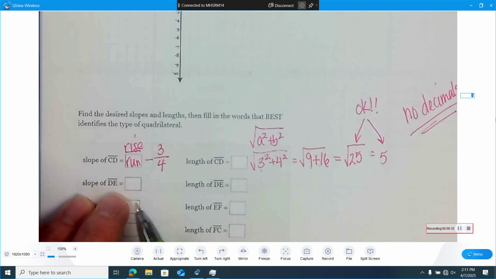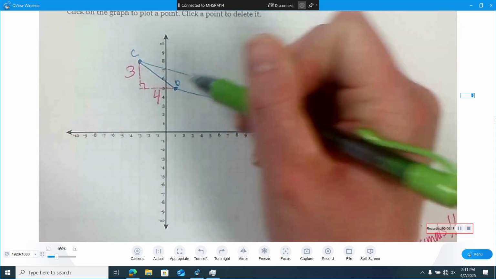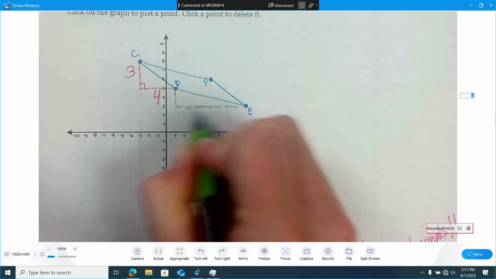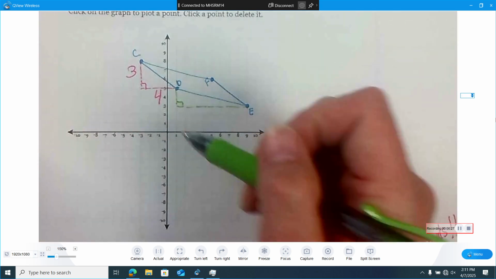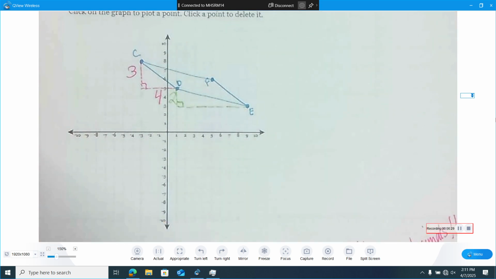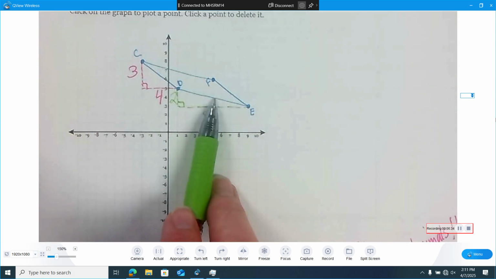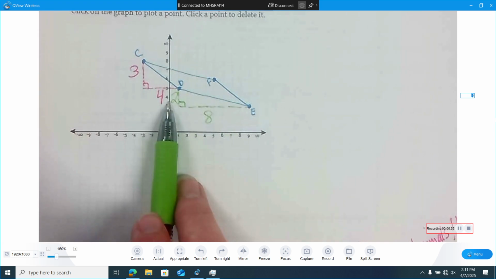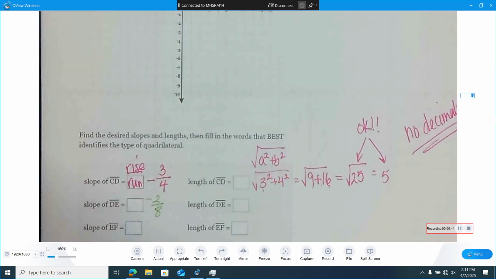Next, I'm going to look at DE, segment DE. So on D and E here, I want my vertical bit and my horizontal bit. So get the legs of my little triangle. What's the vertical length here? 2. And what's the horizontal length? 8. Very good. Is it a positive or negative slope? Negative. We're going downhill. What's the rise? 2. And the run? 8. So negative 2 over 8. You can reduce it to negative 1/4, but you don't need to.